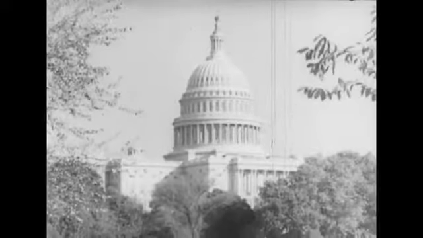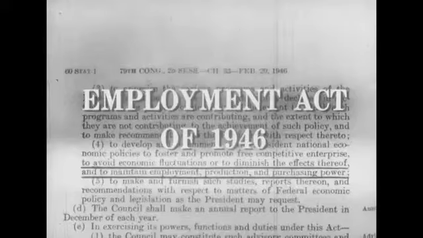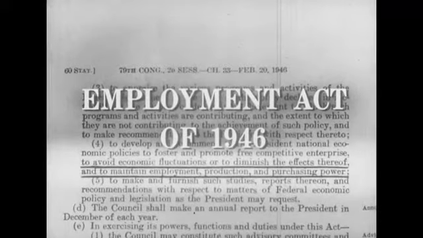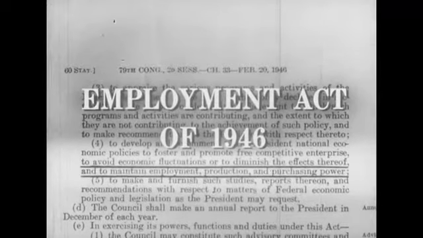Profiting from the experiences of the Depression, Congress passed the famous Employment Act of 1946, which established a council of 3 economic advisors to the president. The aim of this law was to develop and recommend to the president national economic policies to avoid economic fluctuations or to diminish the effects thereof, and to maintain employment, production, and purchasing power.